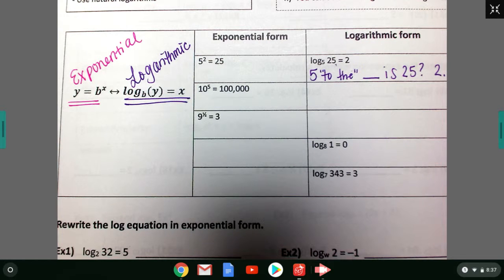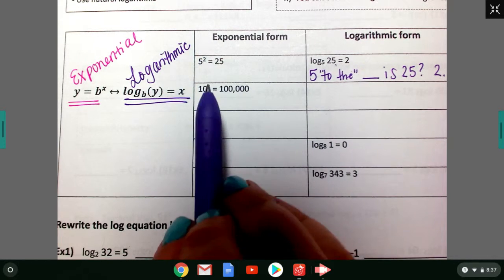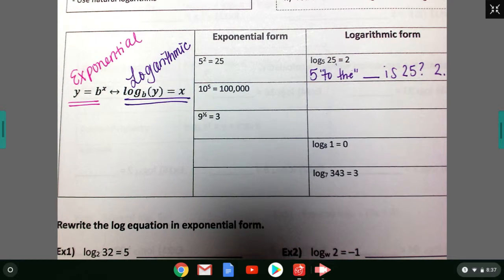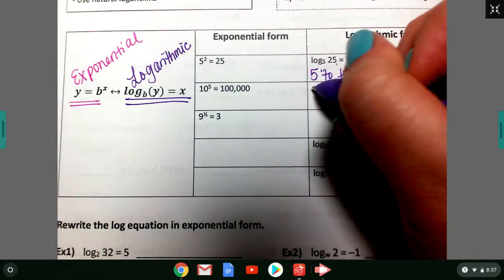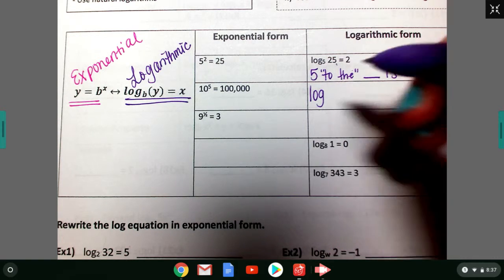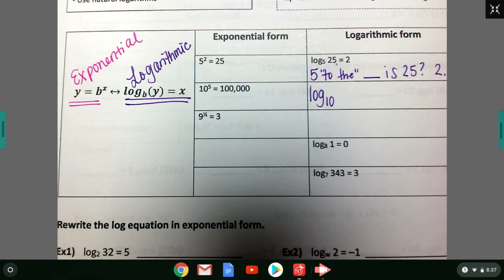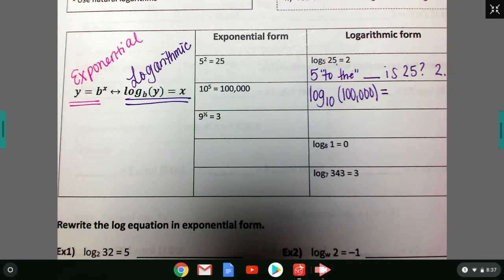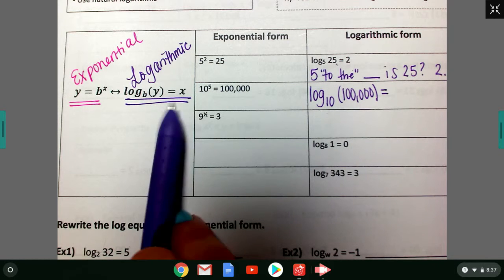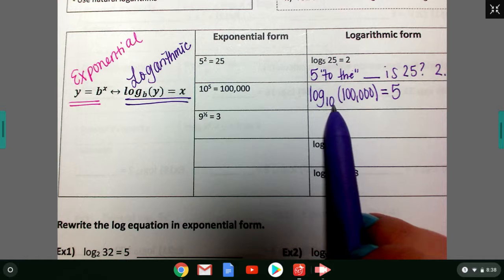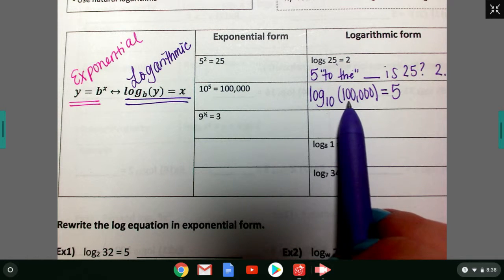So let's look at the next one. 10 to the 5th equals 100,000. So what we're saying is 10 to the what is 100,000. So we're going to do log base, the base here was 10, so the base here is also 10, of the answer is, let's go back, x, which was the exponent of 5. So 10 to the what is 100,000, it's 5.